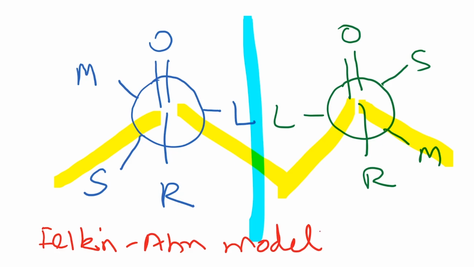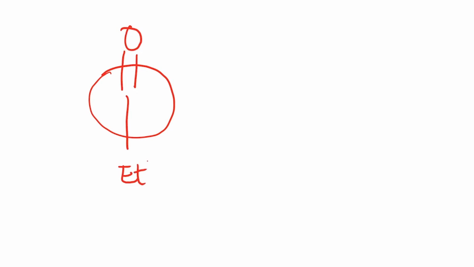Now, going back to the example that we started with, where we found that we were getting one particular major product, the conformations, I'm going to draw it over here, which is C double bond O, Et, phenyl, H, Me.